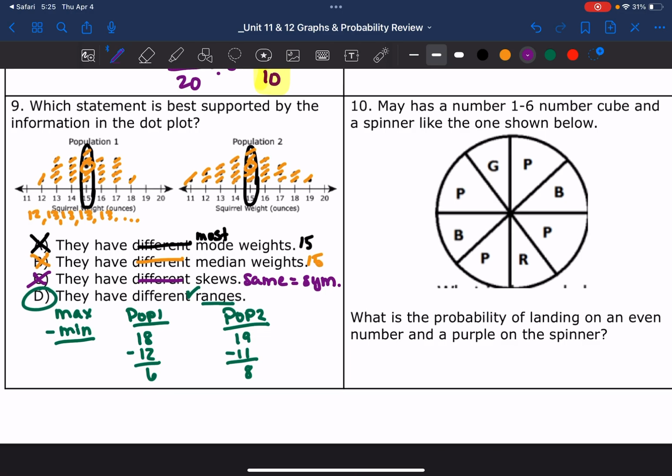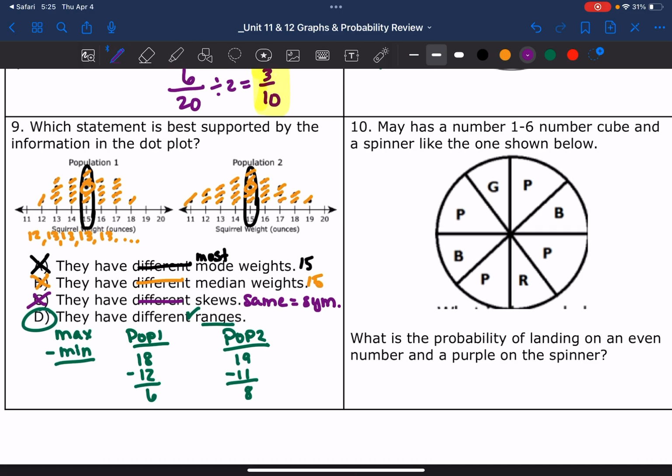Okay, so this is another probability question. Number 9 was a data analysis question. So here, May has a number 1 through 6 number cube and a spinner like the one shown below. Okay, so the number cube has numbers 1, 2, 3, 4, 5, and 6. This has a total of 6. And the spinner has a total of 1, 2, 3, 4, 5, 6, 7, 8.